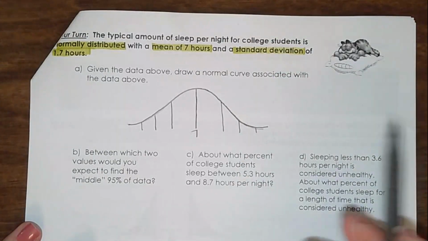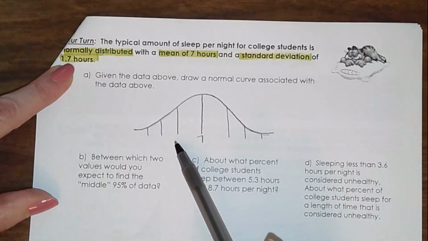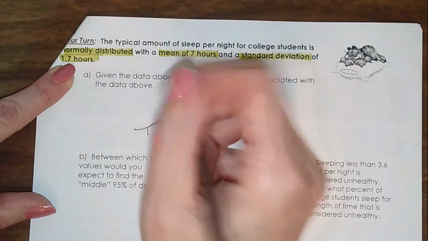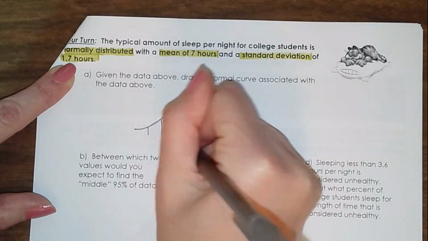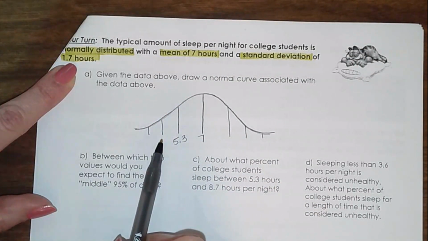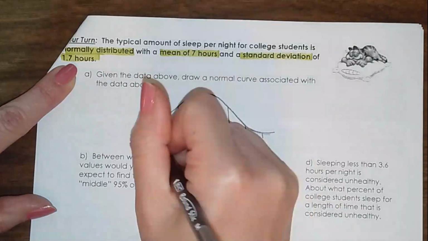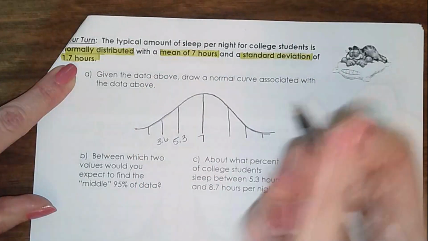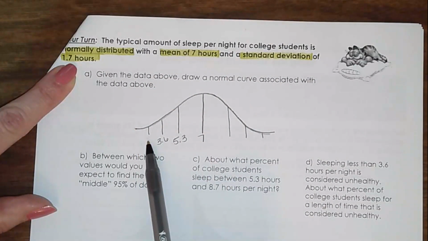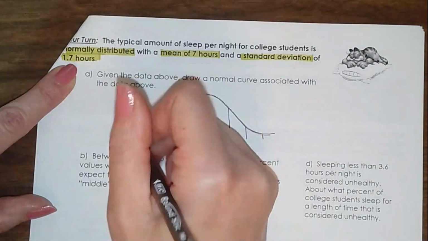So to determine 3 standard deviations below the mean, I start with my mean and I subtract the value of the standard deviation, which is 1.7. So 7 minus 1.7 gives me 5.3. That's the value for 1 standard deviation below the mean. To get the value for 2 standard deviations below the mean, I'm going to subtract another 1.7 to get 3.6. To figure out 3 standard deviations below the mean, I'm going to subtract 1.7 again, and I get 1.9.